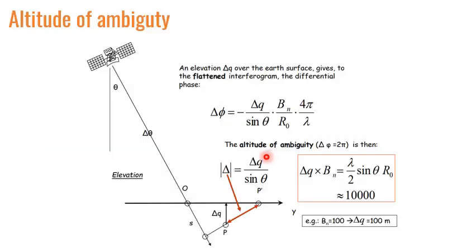Okay, in the last slide, you see the fringes. After removing the flat Earth phase, it had fringes. So each fringe will have an elevation height. The height between the first and the second fringe, they call the altitude of ambiguity. The altitude of ambiguity will help you understand how high the mountain or object is. So in here, we have to compute the altitude of ambiguity so we can know the height of the mountain.